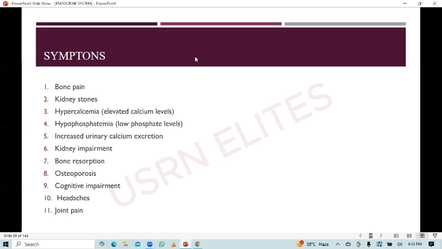So let's take it. Then five, we have increased urinary calcium excretion. Okay, increased urinary calcium excretion. Here it is a compensatory mechanism, just like what we know in diabetes. Okay, do you know why patients urinate a lot in diabetes? Diabetes mellitus, not DI. I'm not talking about DI. I'm talking about diabetes mellitus.